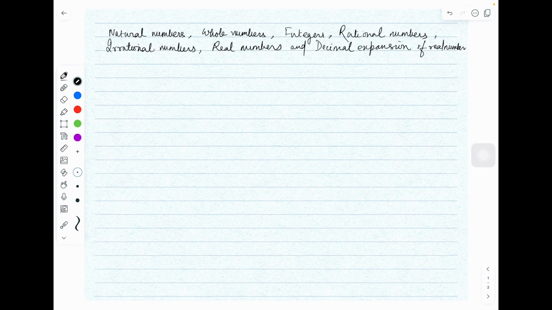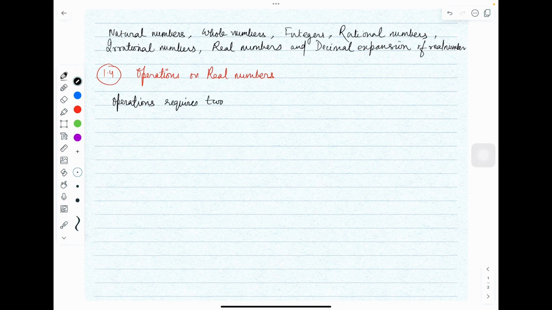So today what we are going to learn? Today we are going to learn about operations on real numbers. This is the 4th section and the penultimate section of NCERT's first chapter, that is operation on real numbers. So actually what are operations? Operation actually requires two things.